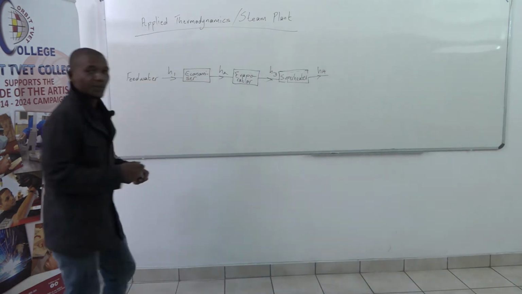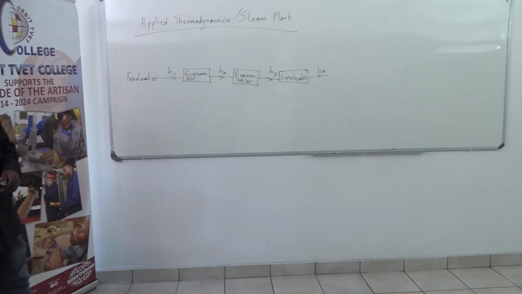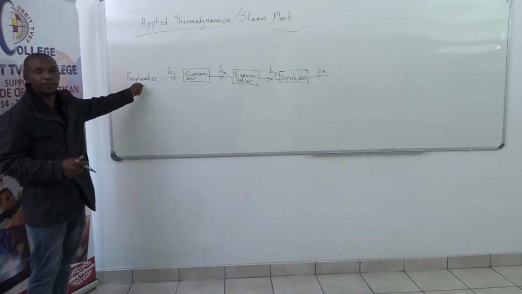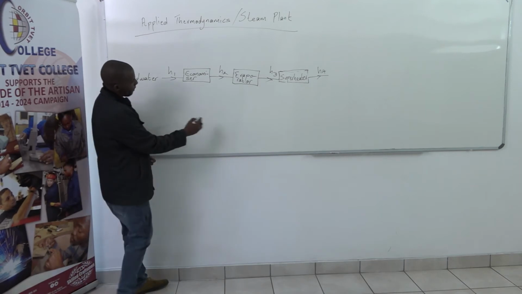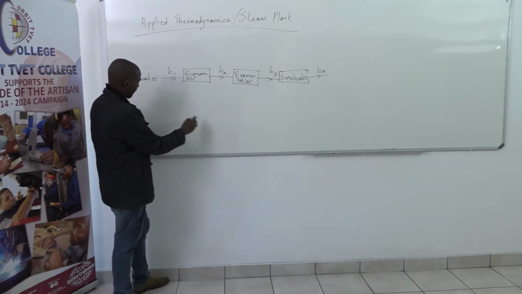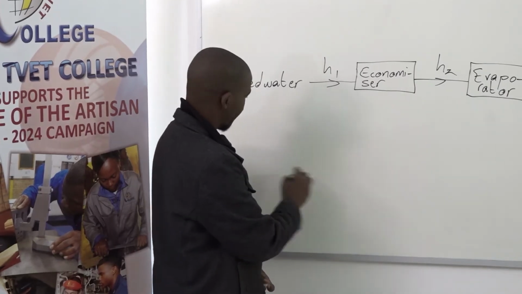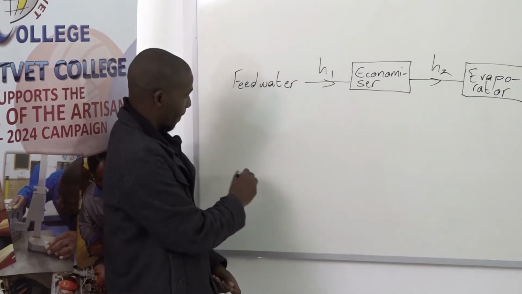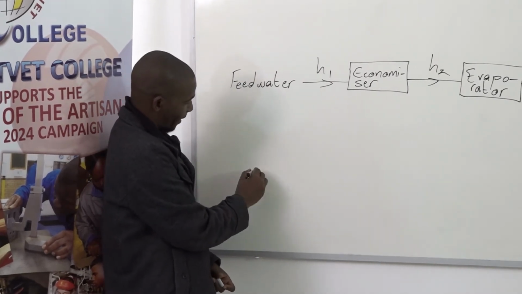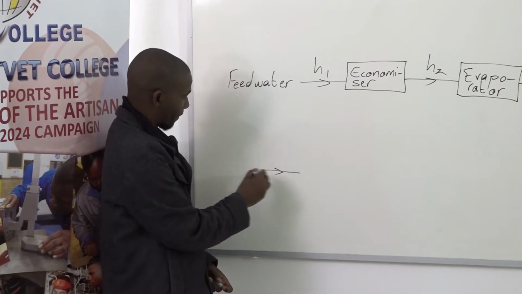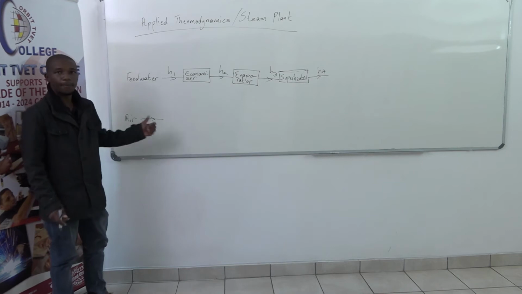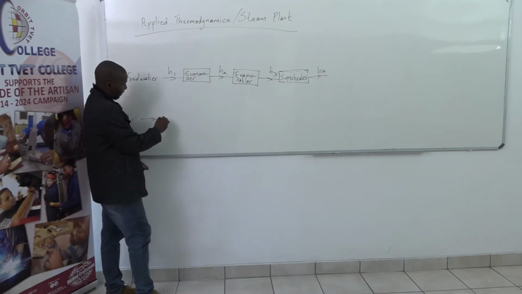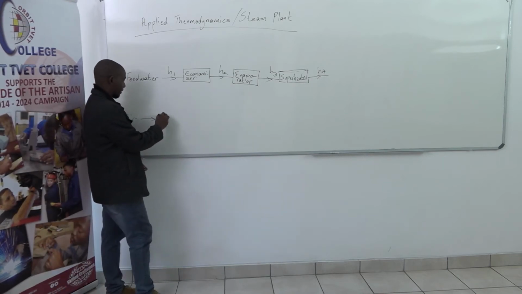Now I'll be drawing the flow diagram of the flue gases. Where does this feed water get energy from? It gets energy from the flue gases. We'll be having fuel and air. In fact, let me draw air first. We have air from the atmosphere. Here is air coming from the atmosphere. This air goes into an air preheater.